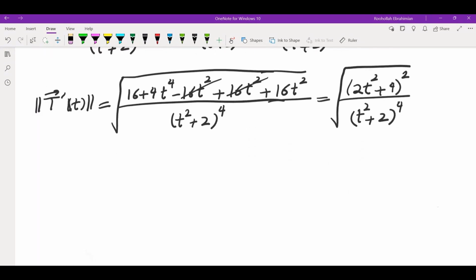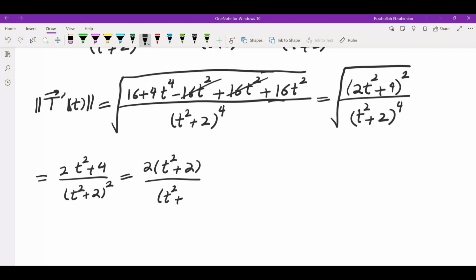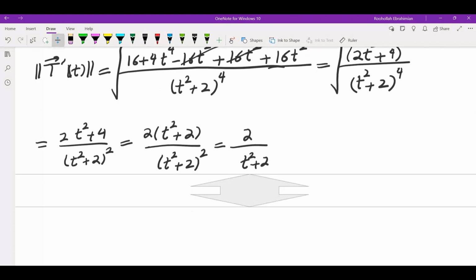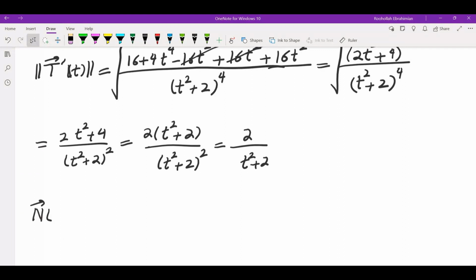Once we take the square root, we get 2t squared plus 4 over (t squared plus 2) squared. Factoring out 2, we get 2 times (t squared plus 2) over (t squared plus 2) squared, which is 2 over t squared plus 2. And in order to find the normal vector, we'll have to take T prime and divide by the magnitude of T prime.